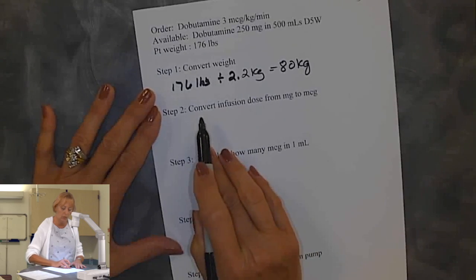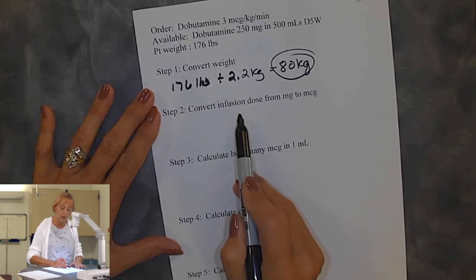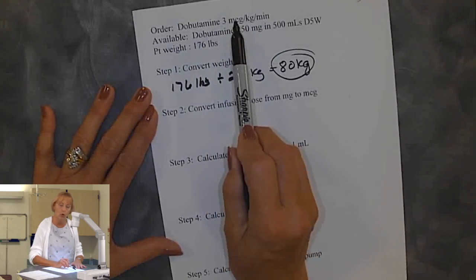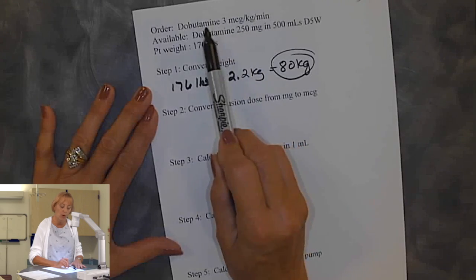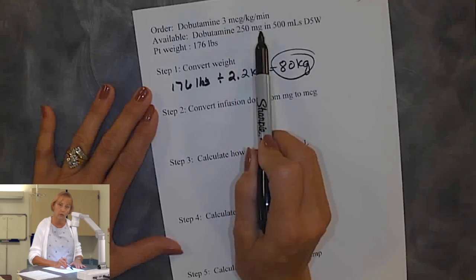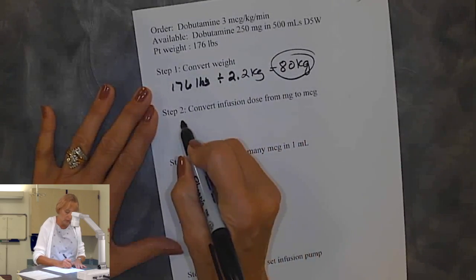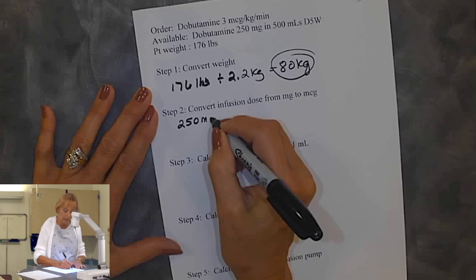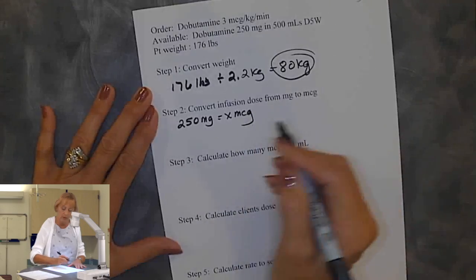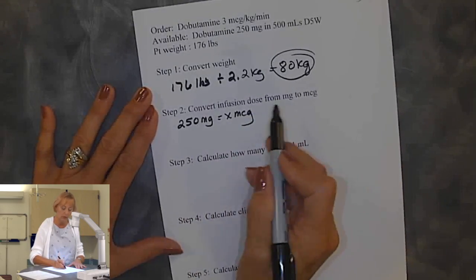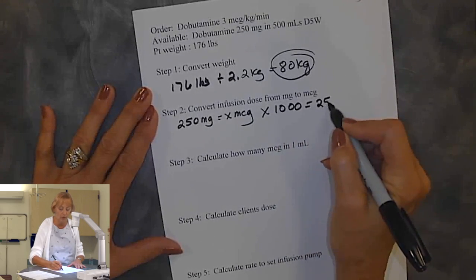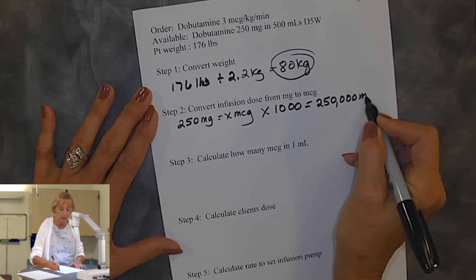So the second thing we're going to do, so we've got 80 kilos. We're going to convert our infusion dose from milligrams to micrograms because you want to make what your order is, then you want to make your IV fluids match the same units. So 250 milligrams you want to convert to micrograms. So 250 milligrams is equal to X micrograms. And we all know that there are 1,000 micrograms in 1 milligram, so we're going to multiply that by 1,000, and that's going to give you 250,000 micrograms.